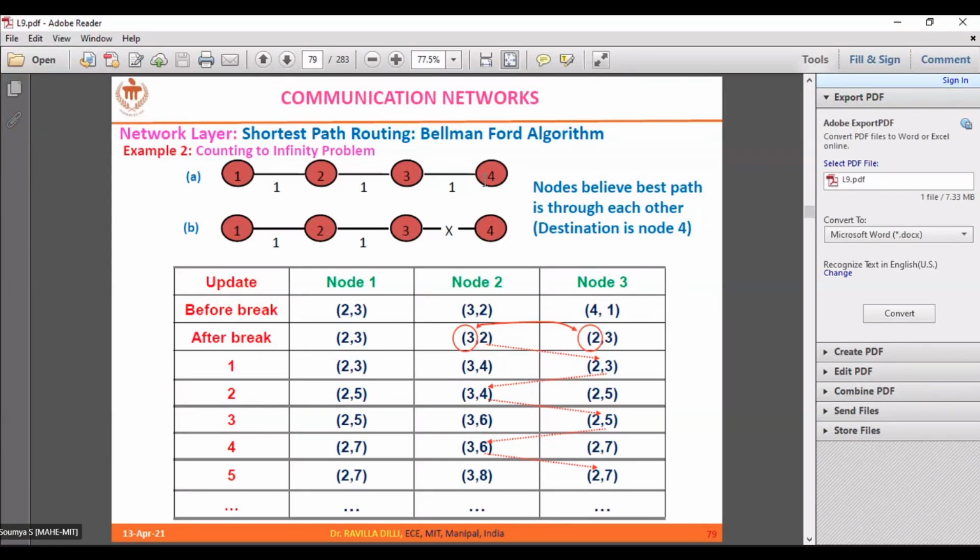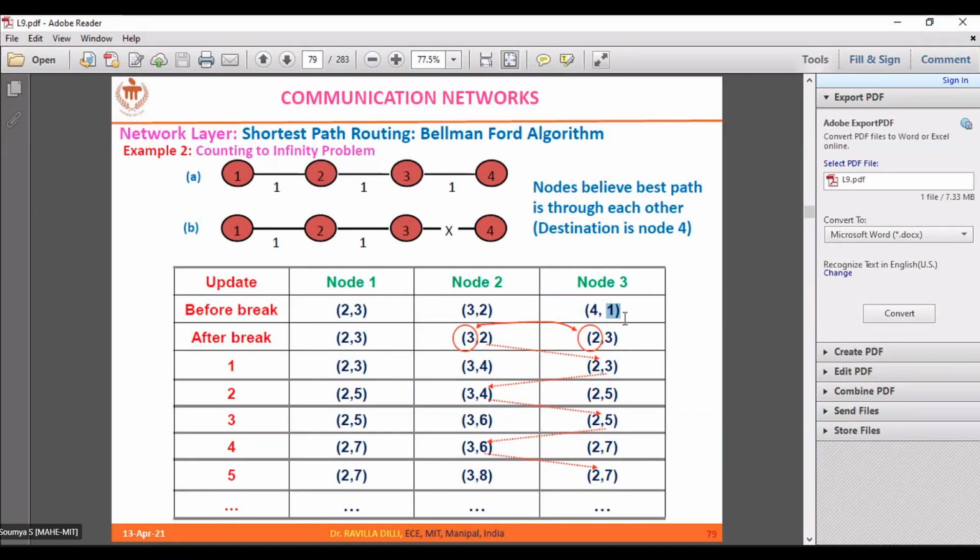Now we are looking at node 4. We are looking at all the other nodes with respect to node 4, right? So how does it reach node 1? Node 1 reaches node 4 through node 2 and its distance is 3. Similarly, from node 2 the distance is 2 and from node 3 the distance is 1. Now after the break, what is happening? Node 1 has got nothing to do with it because it doesn't know anything. Node 2 also doesn't know right now, but anyway, look at node 3.